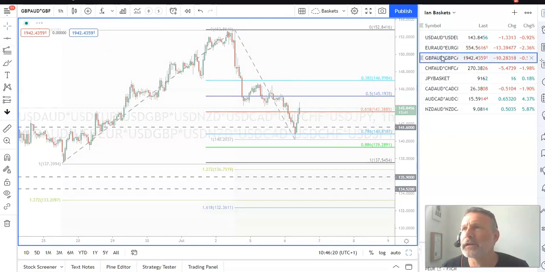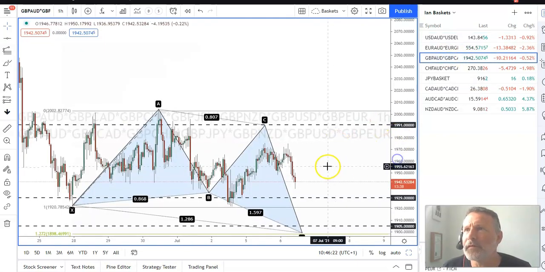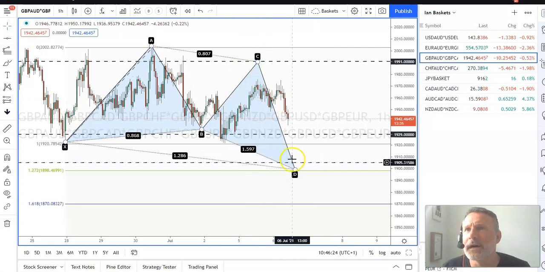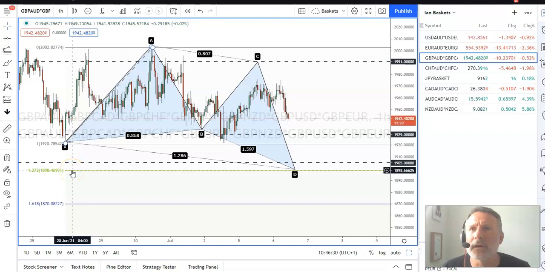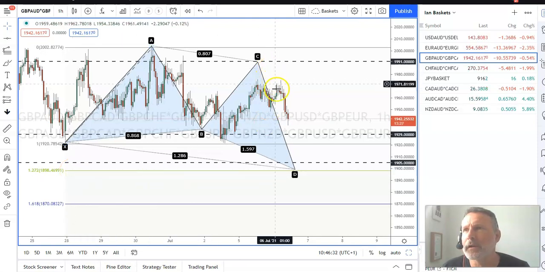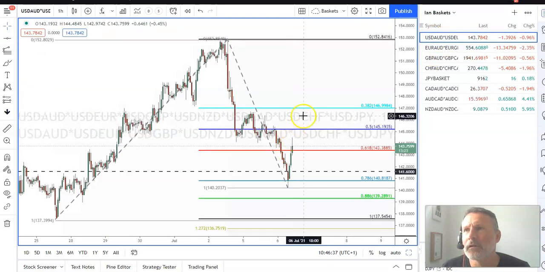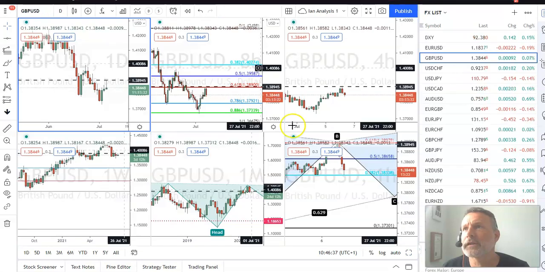Now, if we go to sterling, we're moving lower in this cipher pattern. I have got support down here, which I think will be very important. It's near this 127.2% extension. So at the moment, short sterling, long dollars means short sterling dollar.